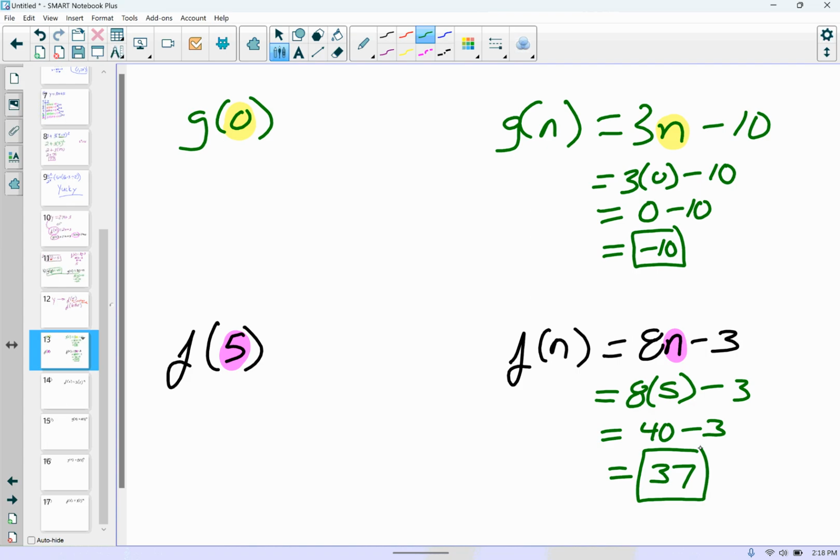And it's the same thing for the next one down. The 5 replaces the N. So 8 times 5 minus 3.